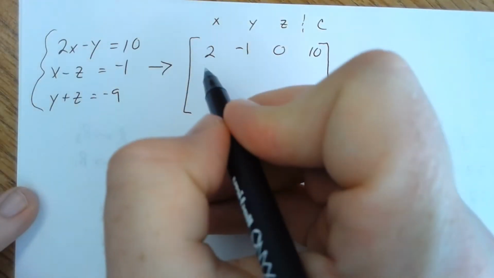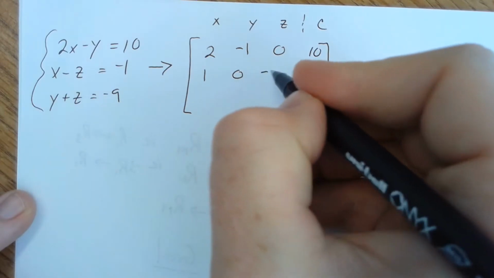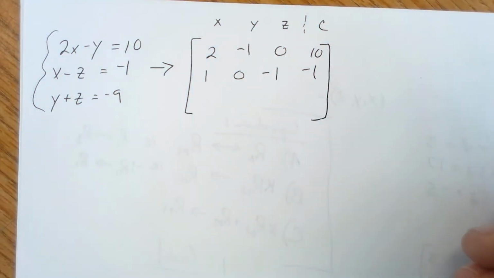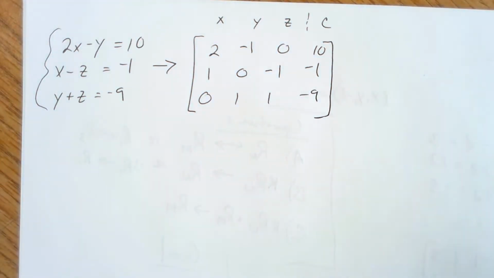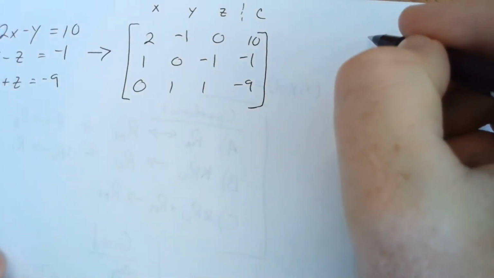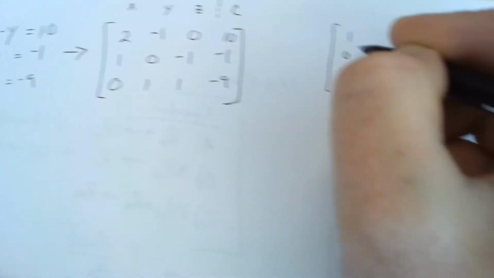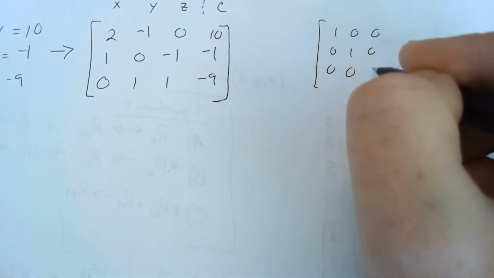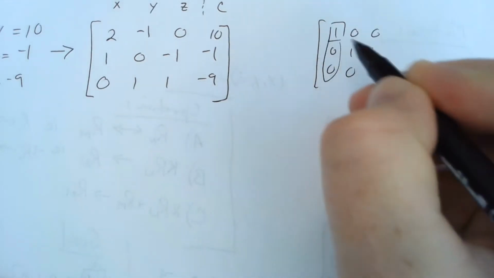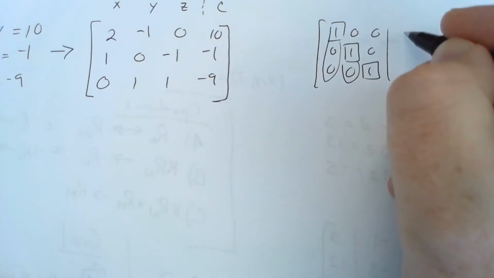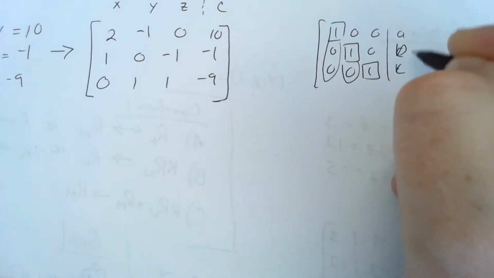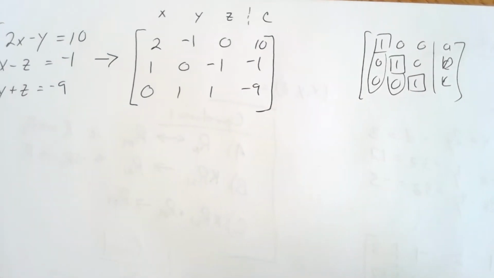The next one here, I have +1 for x, 0 for y, -1 for z, -1 for my constant, and then 0, 1, 1, -9. Now, the next few steps are, again, the operations mixed with the goal. Our first goal, remember, is to aim towards getting 1, 0, 0, 0, 1, 0, 0, 0, 1, aiming for this piece first, then the zeros below it, this piece second, the zeros below it, and this piece third. If I can aim for that right there, I can get my A, B, and C as logical values to the solution of this system.